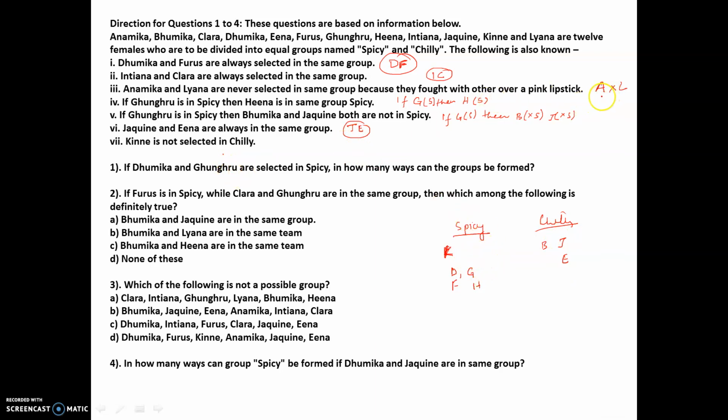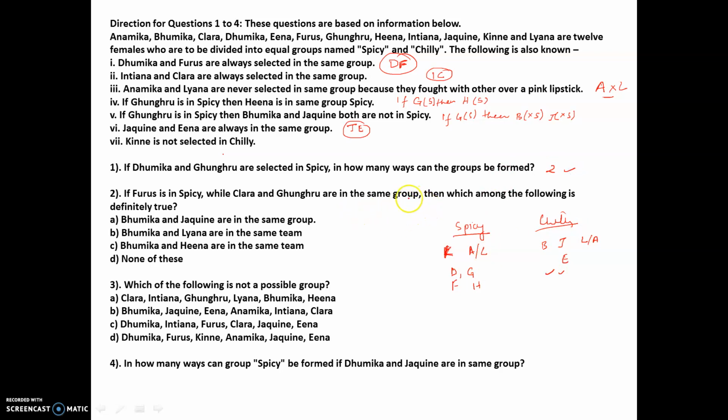And there are two guys, A and L, who cannot be together. So if I put A out here, L goes to chili. If I put L out here, A goes to chili. Because in spicy we need only 6 people, so 1, 2, 3, 4, 5, and the 6th member is one among A and L. That means the remaining members are definitely in chili itself. So in how many ways can the groups be formed? Obviously 2 ways. It all depends on which group A and L are in. So the answer for the first question is 2, which most of you got correct.